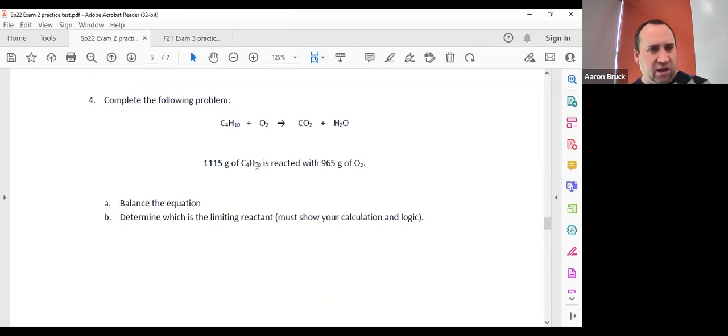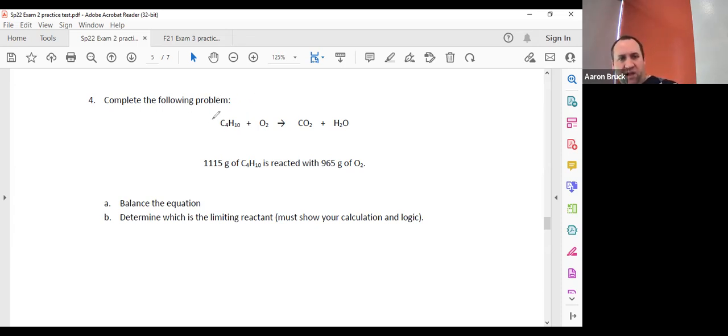So let's look at that in the context of question number 4, because question number 4 is going to handle that concept along with some others. Question number 4 asks: here I've got the combustion of butane, C4H10. I've got 1,115 grams of butane, reacting with 965 grams of oxygen. The first task is to balance the equation.